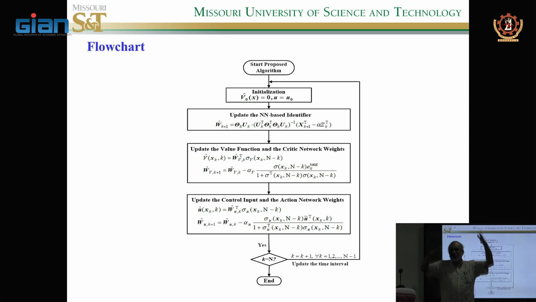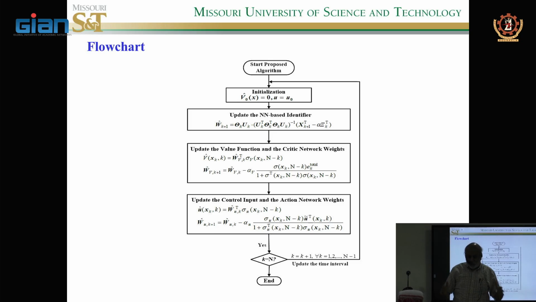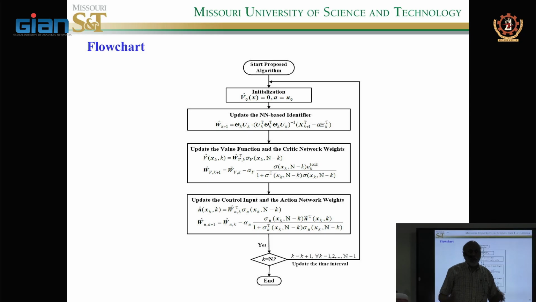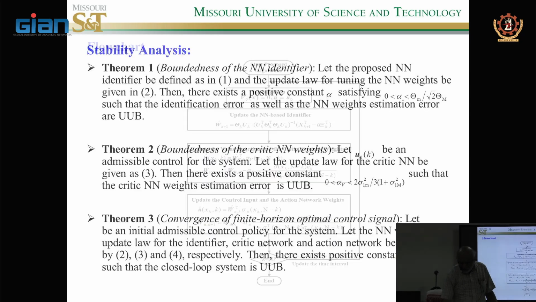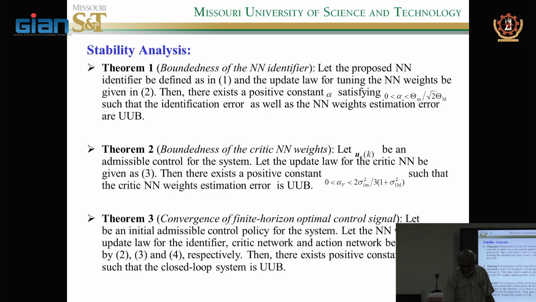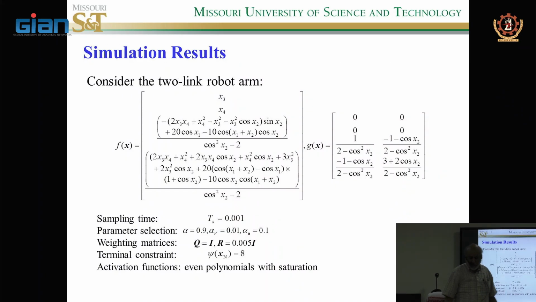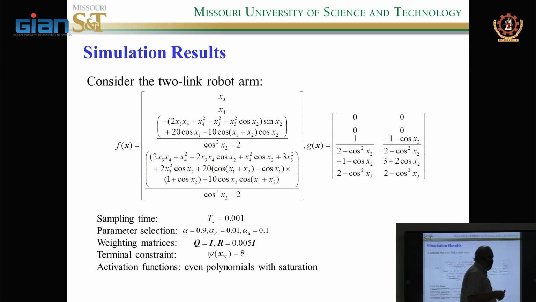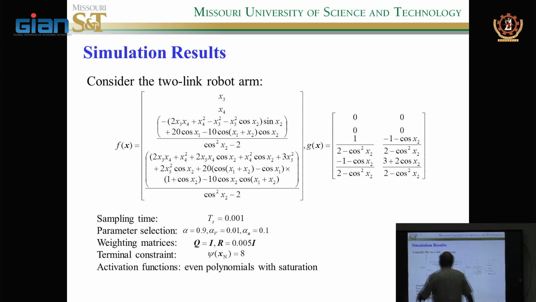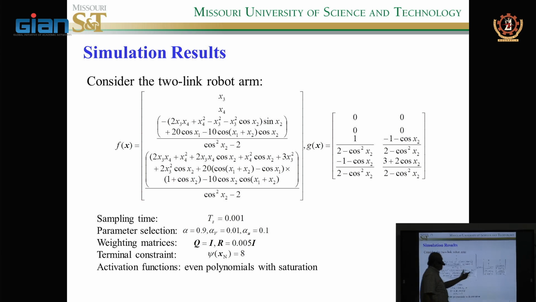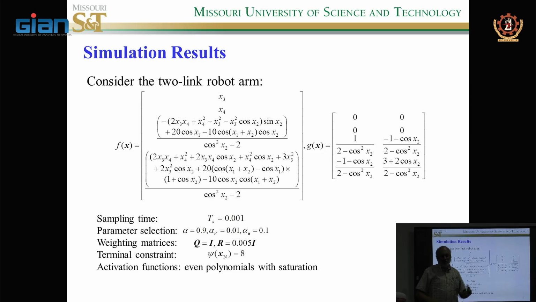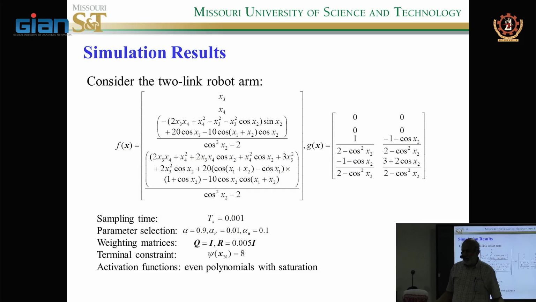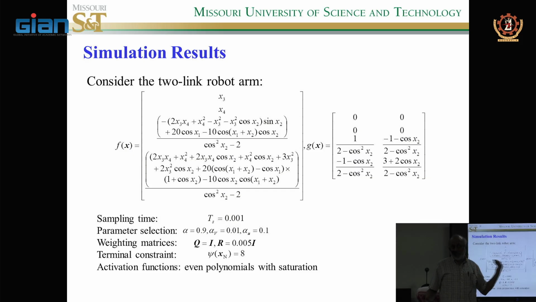So this is the nonlinear neural network control for a nonlinear affine system. Now, I hope I have an example. Here are the proofs. Let's take a two-link robot arm. These are the dynamics. This is f of x, this is g of x. The two-link robot arm is a classical example for a nonlinear system. It's very well behaved, and this is an affine system.